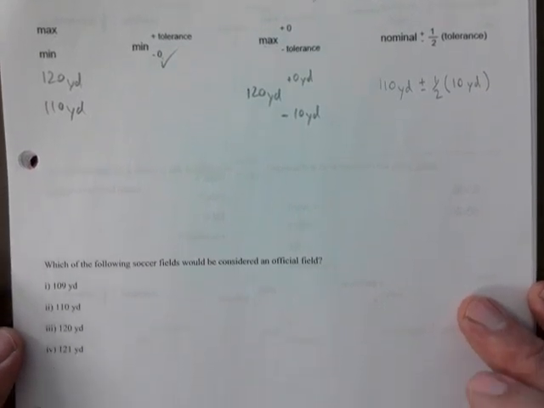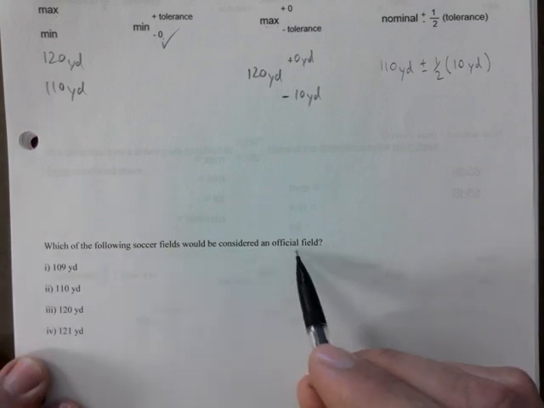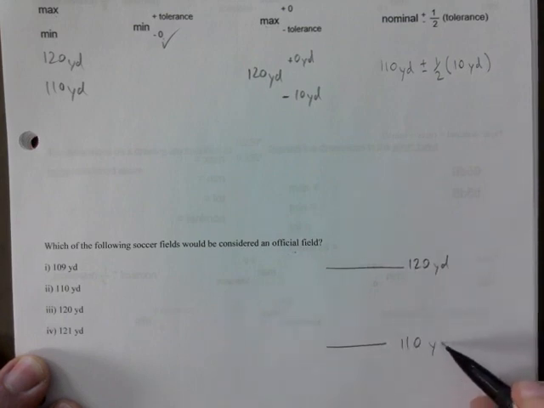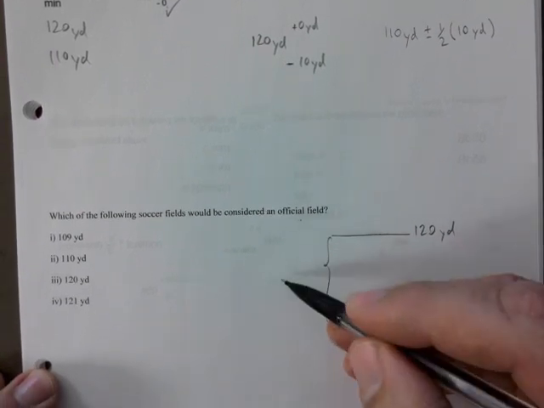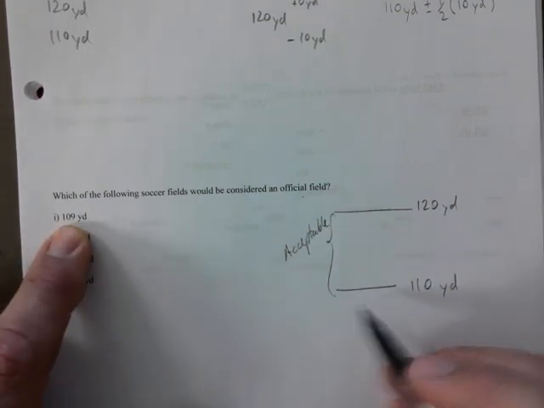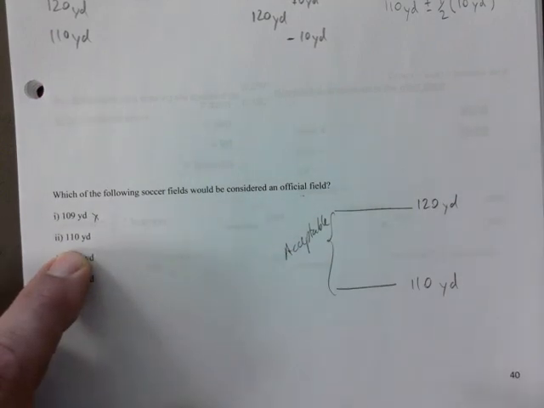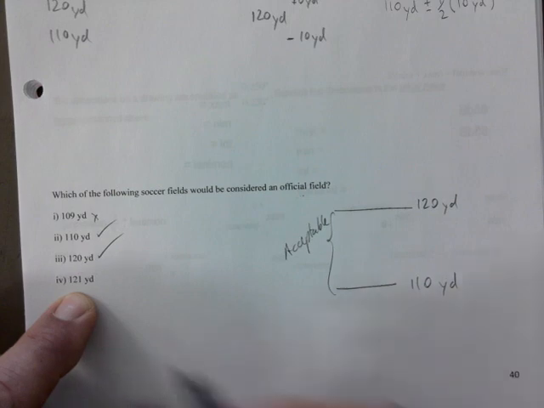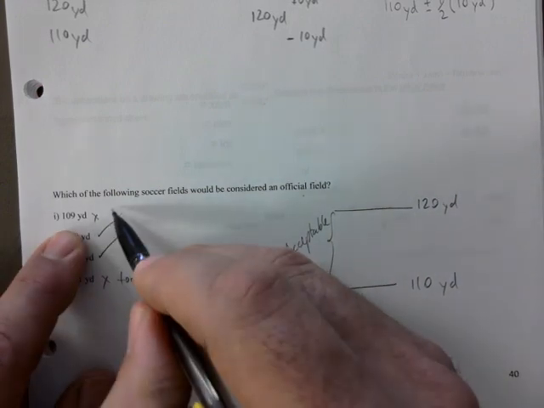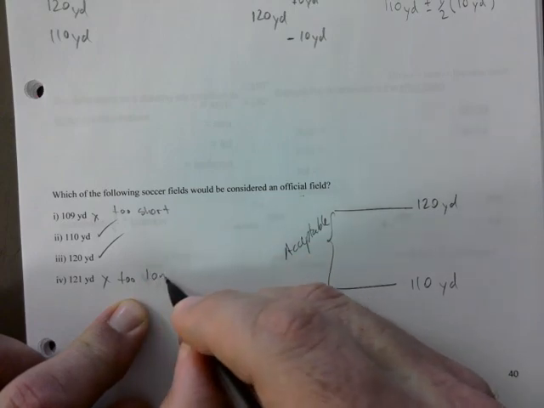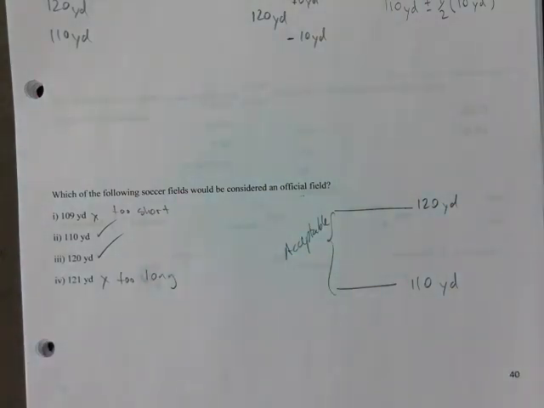Next, let's answer these questions here. Which of the following fields would be considered an official field? And you know what? Let's do the visual again. We know that we can go up to 120 yards, and as low as 110 yards. Anything in between here is acceptable. So let's see, 109, 110, yes, it's right on it. 120, yes. 121, no, too big. Too big, too small, or too short, too long, right? In this case, context. Too long, too short, there we go. So there you have it. Let's keep going.